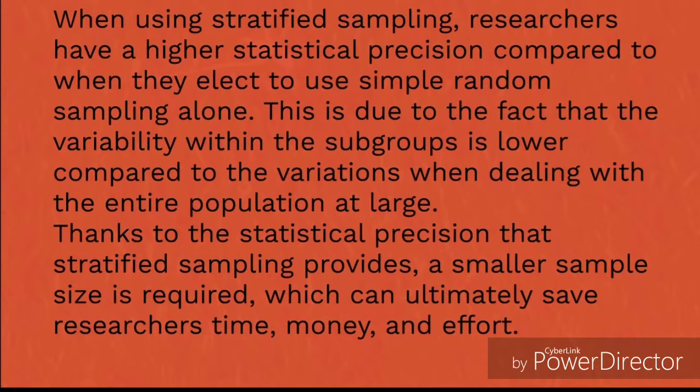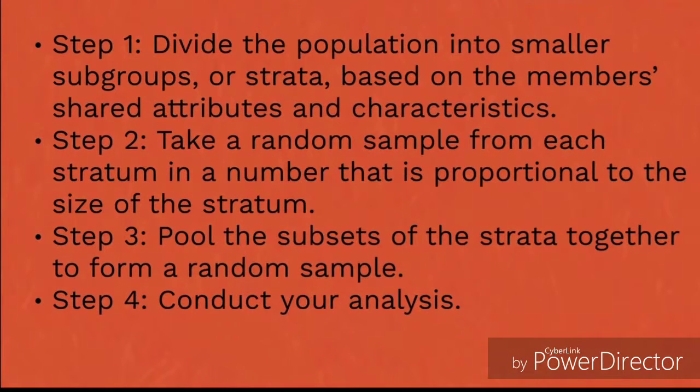How to perform stratified sampling. Step 1. Divide the population into smaller subgroups or strata based on the members' shared attributes and characteristics. Step 2. Take a random sample from each stratum in a number that is proportional to the size of the stratum. Step 3. Pull the subsets of the strata together to form a random sample. Step 4. Conduct your analysis.